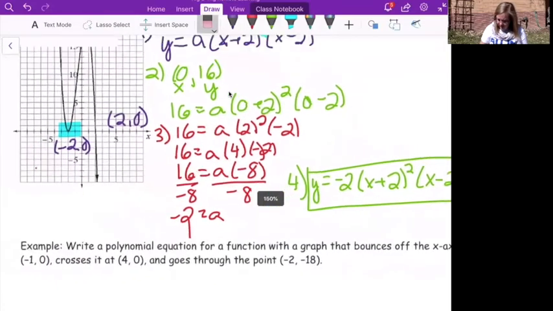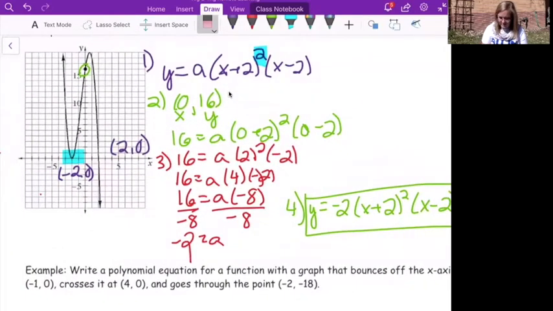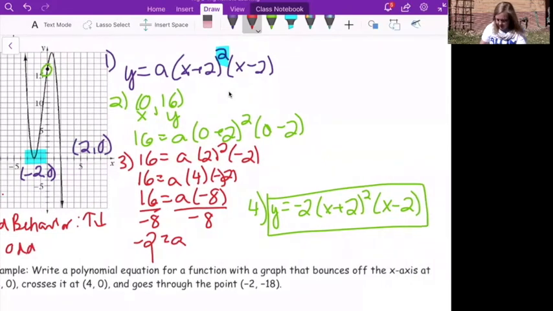Now, looking at this makes sense, because if we look at our graph, we see that our end behaviors are down then up. So again, end behavior is up then down. That means that it's an odd degree, which our equation does have a degree of 3. And then it's a negative orientation because it ends down. And then our a value is -2, so that would give us that negative orientation. So what our equation is makes sense with the graph that we have.